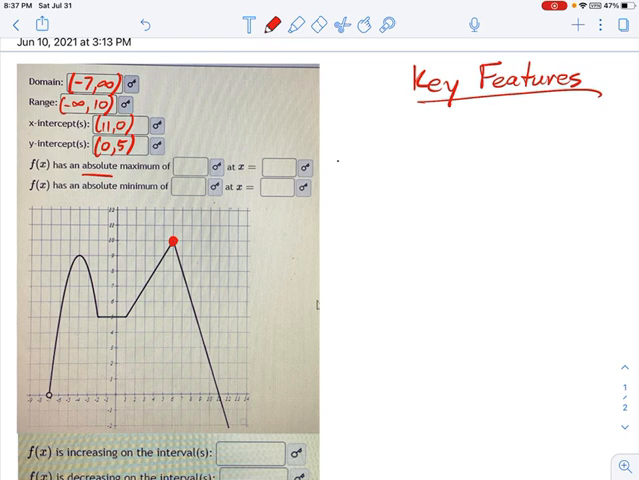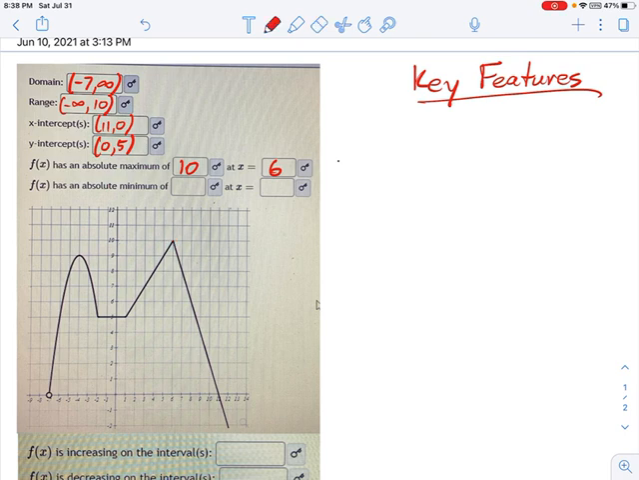Absolute value or absolute max. So this is going to be a maximum value of what? It's not a coordinate point. We don't say 6, 10 as a coordinate. That's a location, not a maximum. This maximum is 10 at a location of x equals 6. That's the way you write maximum.